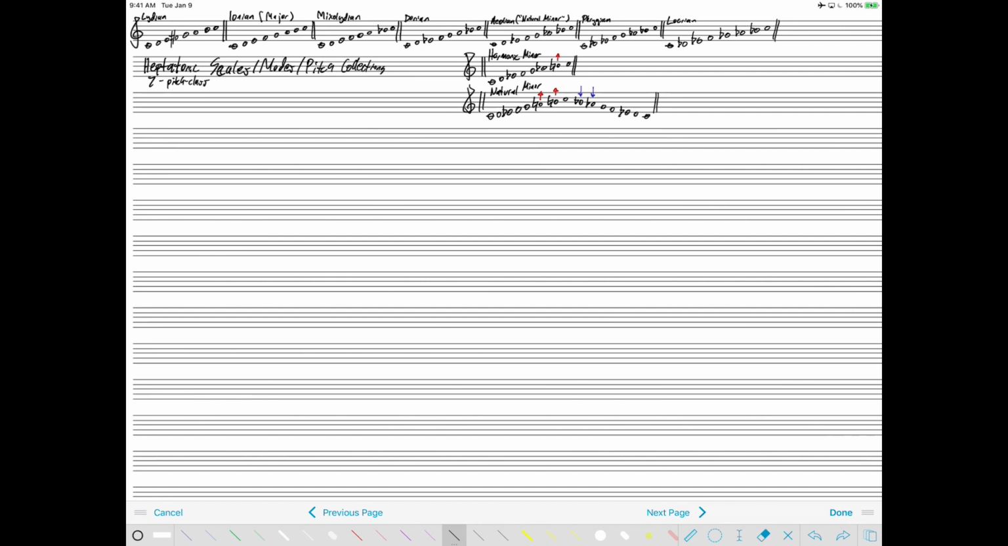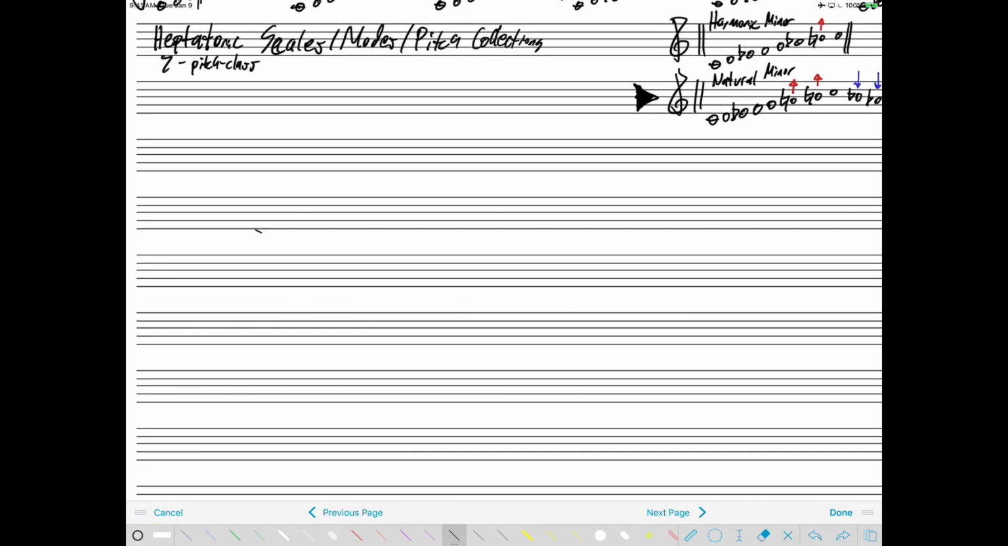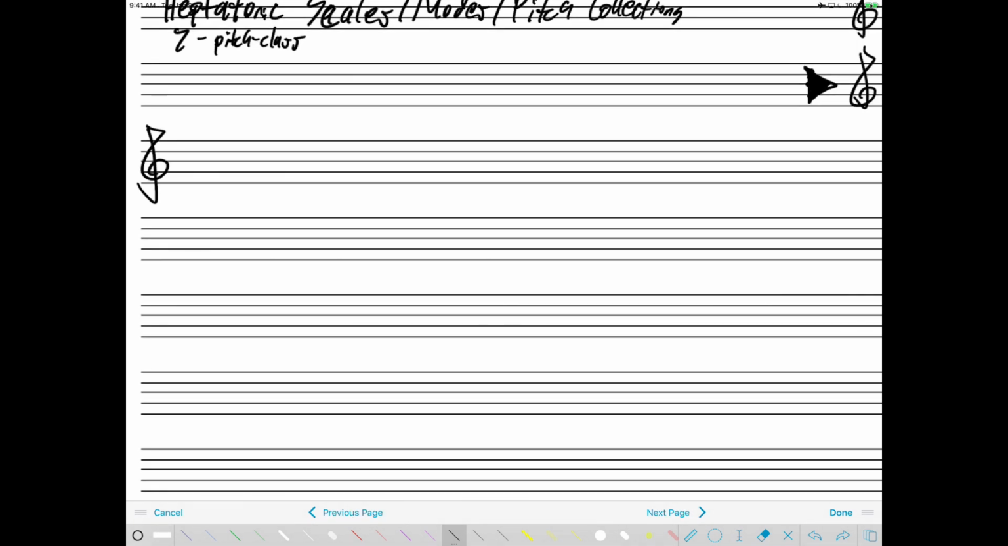Okay, so there is another set of interesting modes that we can create with this, and that's actually using the natural minor mode. The natural minor set of pitches can be rearranged to create some really interesting pitch collections. So we're going to do the same thing that we did with our modes, but rather than starting with a major scale, we're going to start with, excuse me, not natural minor, our upwards melodic minor.